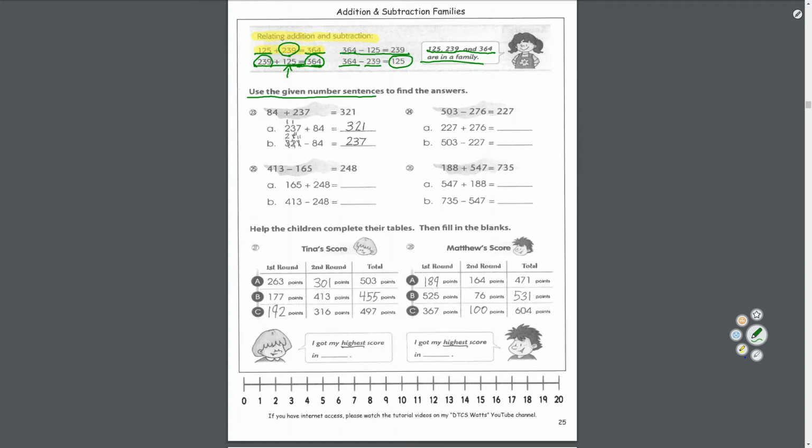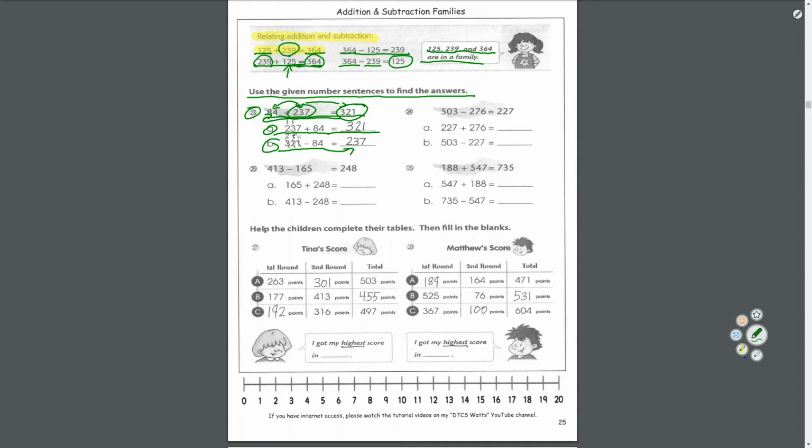Use the given number sentences to find the answers. So I did number 23 for you, and it gave us 84 plus 237 equals 321. And for A, 237 plus 84 equals 321, because these numbers were just flipped, but the answer will still be the same. And for B, 321 take away 84 equals 237. So the answer: take away the first number, equals the second number.